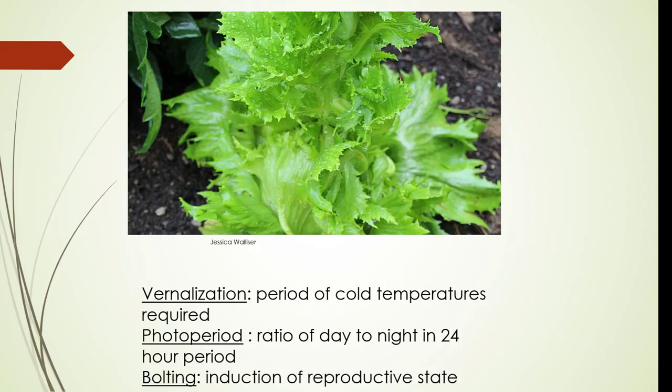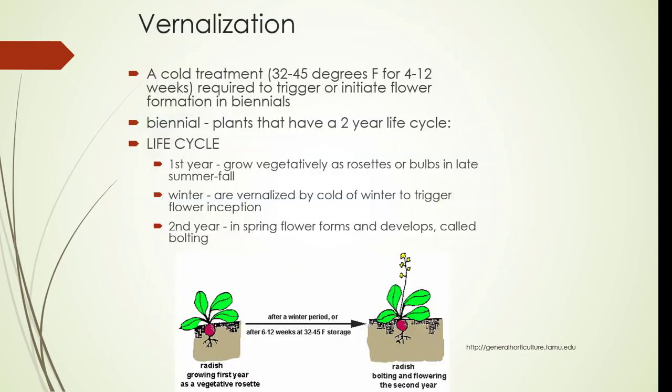So vernalization is a period of cold temperatures required for a plant to go into dormancy. Photoperiods are the ratio of day to night in a 24-hour period. And bolting is the induction of the reproductive state. And this is a picture of lettuce that has bolted. And many of you know, if you've grown lettuce, that this is not when you want to eat it. It's very bitter at this stage of the game.